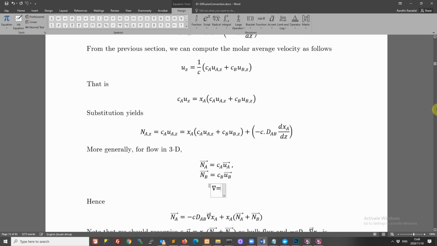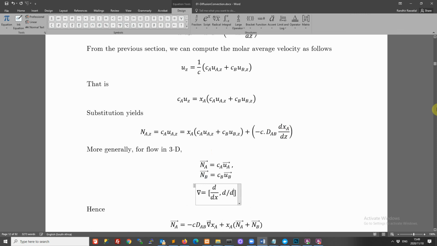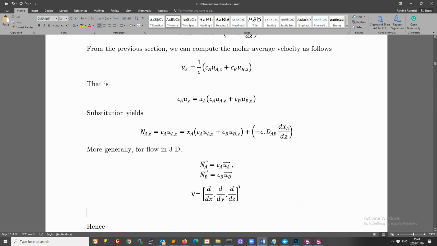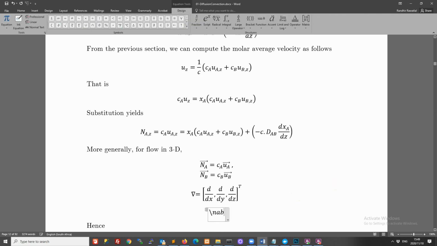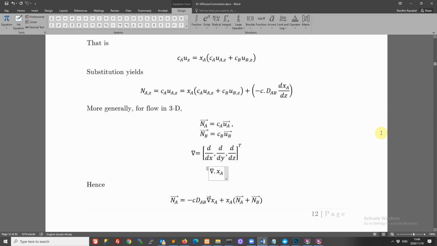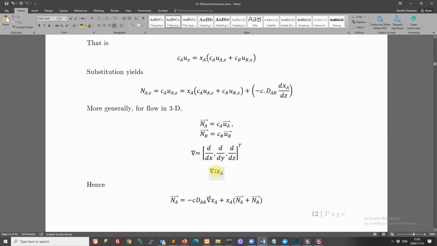The del operator is this vector d/dx, d/dy, d/dz, and I should say transposed. So if you write del dot xa, and that's the Greek symbol nabla, then you are in effect taking the derivative with respect to xa in each dimension. What's a little bit confusing here is there's a slight notation collision using x here and x there. This x means mole fraction, and this x, of course, refers to the spatial dimension x. So just take note of that.